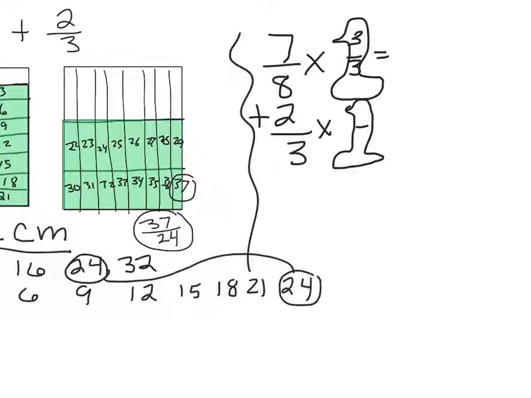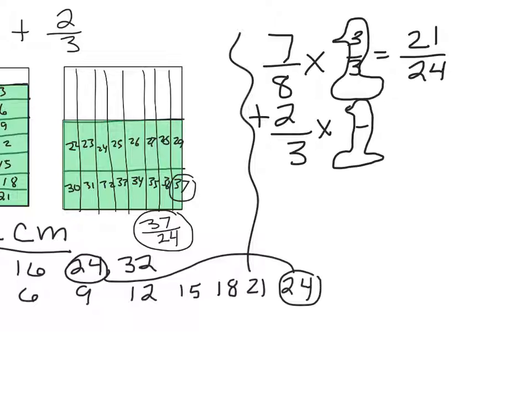And let's go ahead and move this. And then 7 times 3 is going to give me 21, right? And that's going to be 8. 8 times 3 is 24, right? So I've got 21 24ths right there.